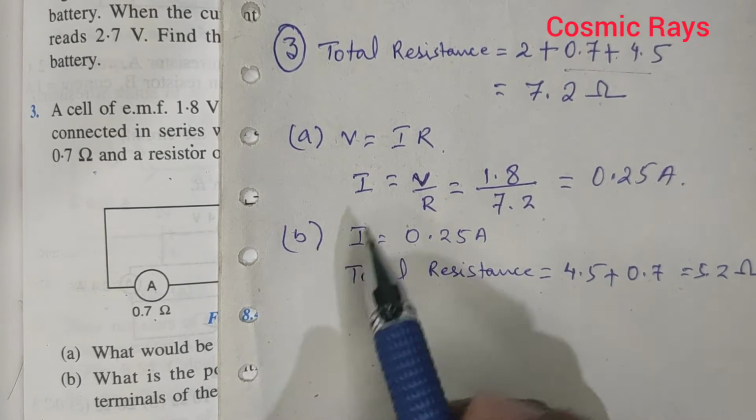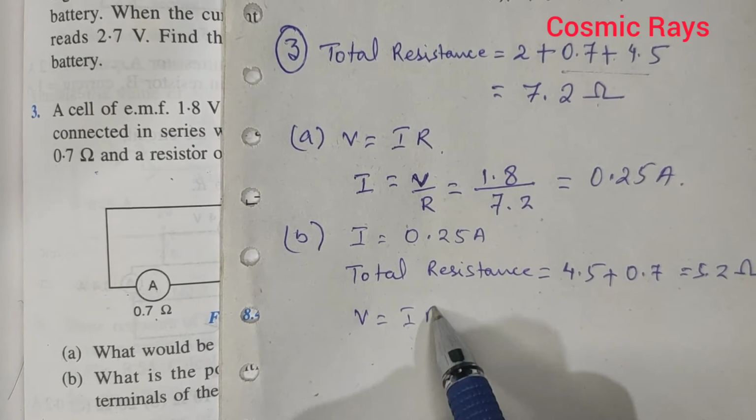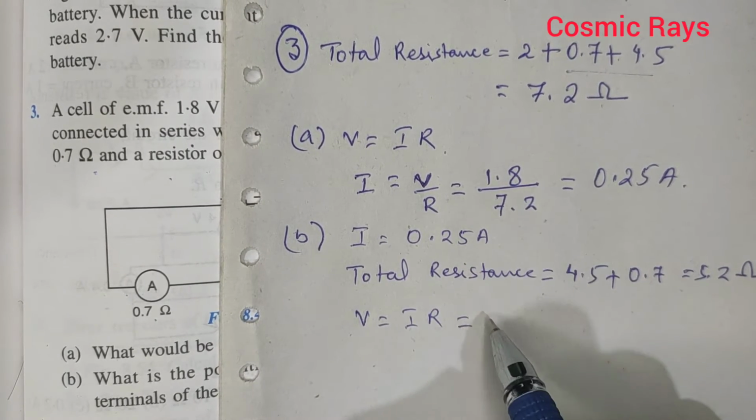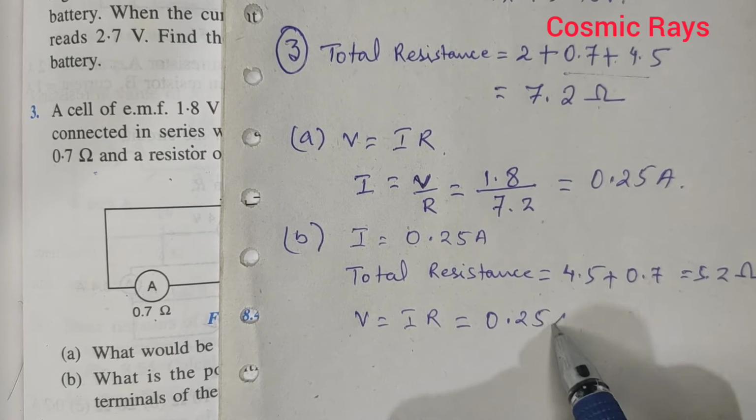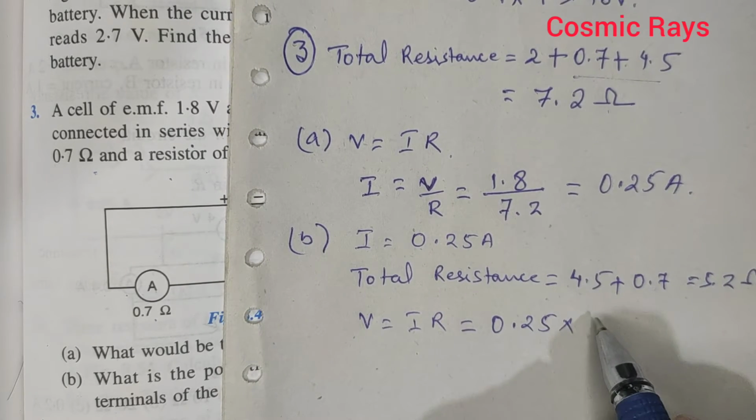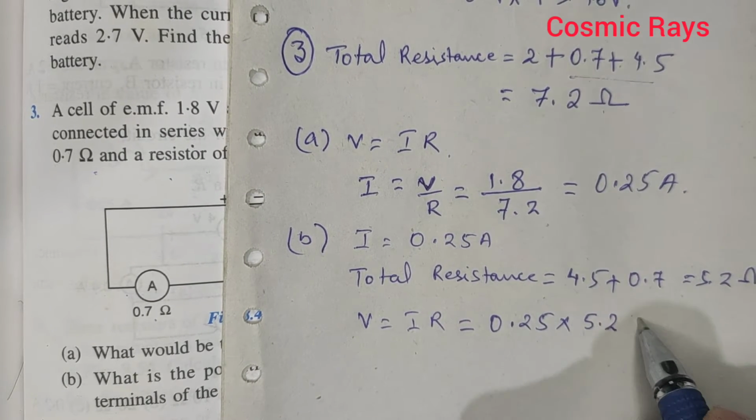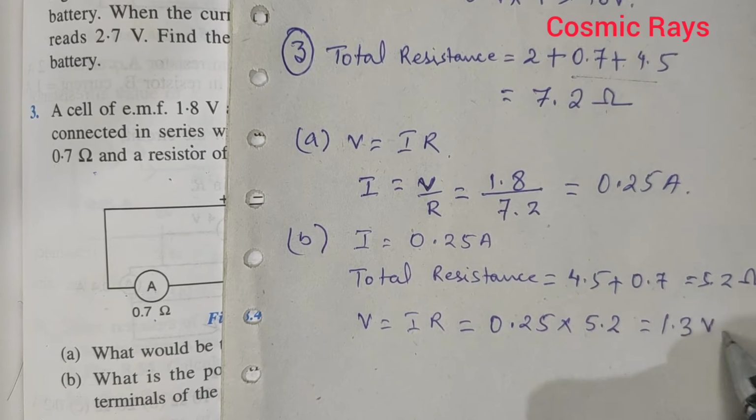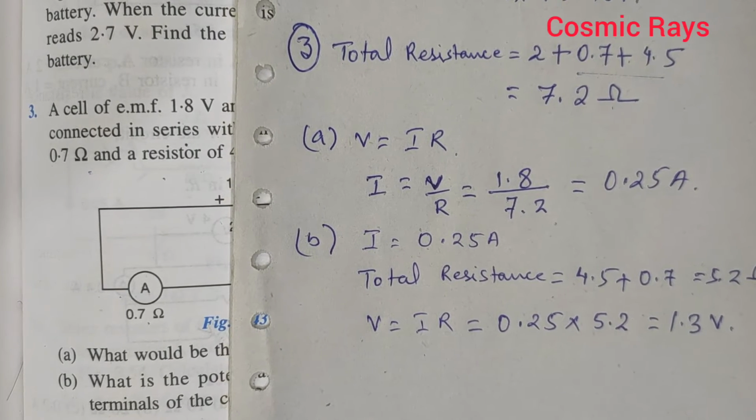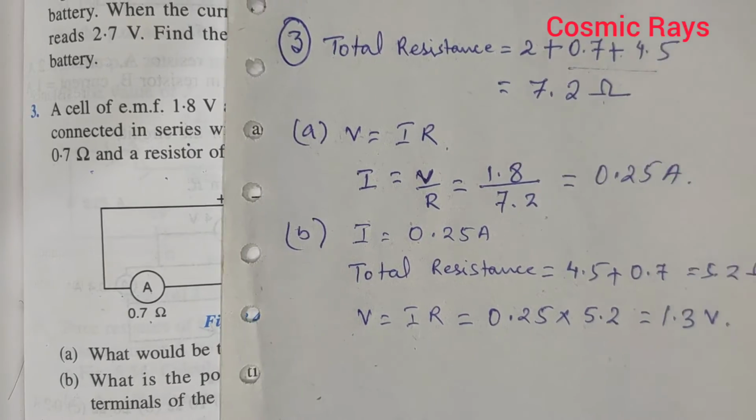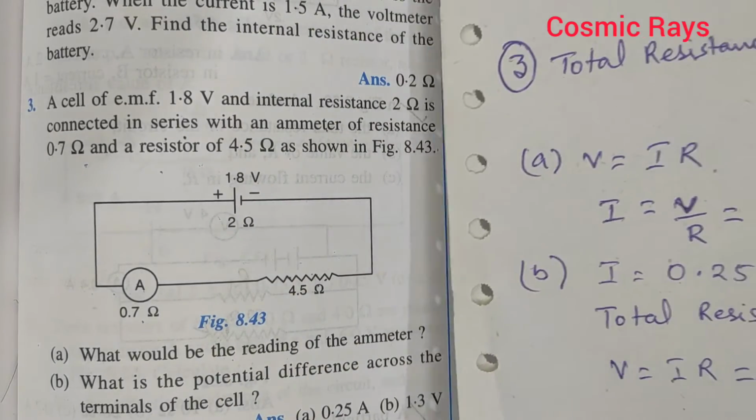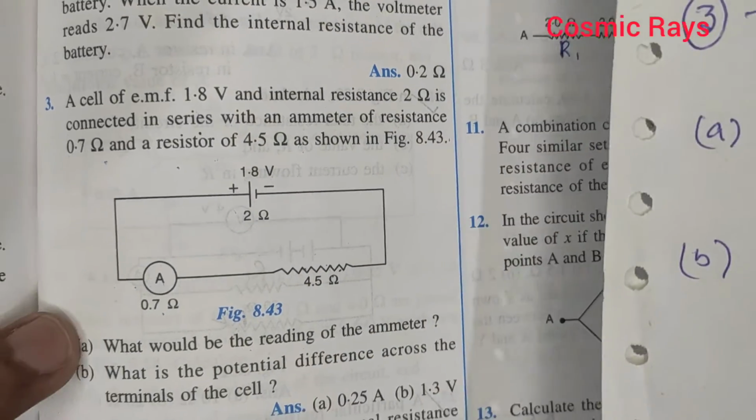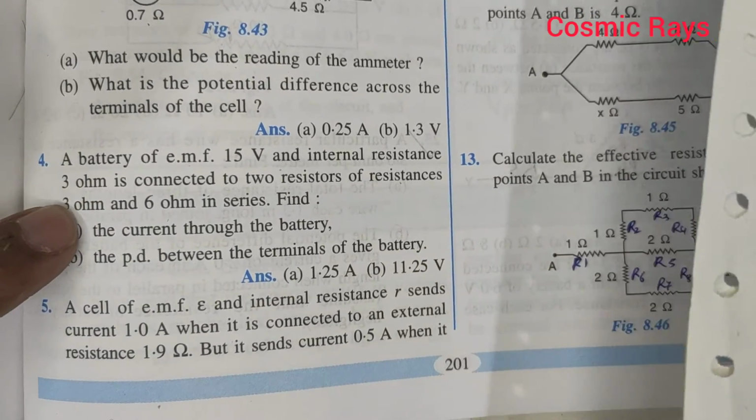Now here the voltage is V equal to IR. So if we just put the values and multiply, 0.25 multiplied by 5.2, that will be 1.3 volts. That is the answer. Now let's take a look at question number 5.